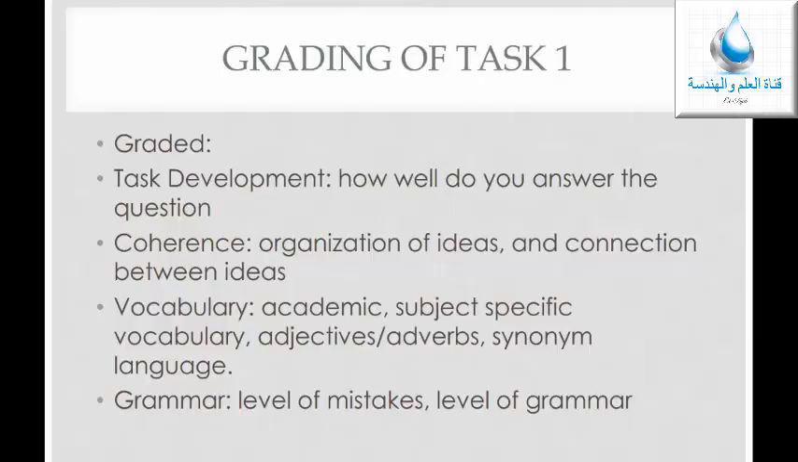So you're graded in these 4 different areas, and it's really important that you understand that. You have to be able to do well in all these areas to get a really high score. If you understand the question very well, and you're coherent, but your grammar and your vocabulary are horrible, you're not going to get a good grade. It's as simple as that. You're just not going to get a good grade, so you can't do that.